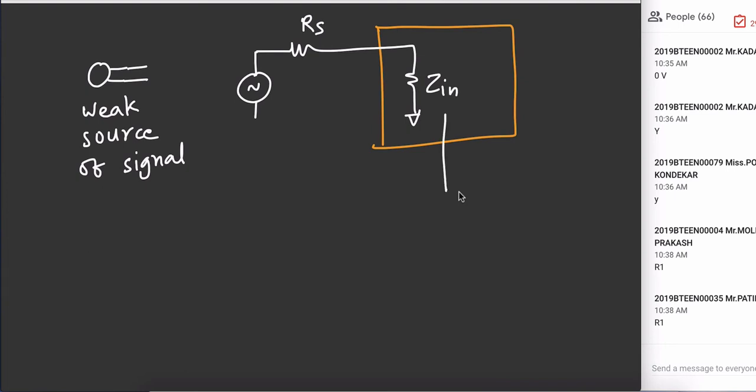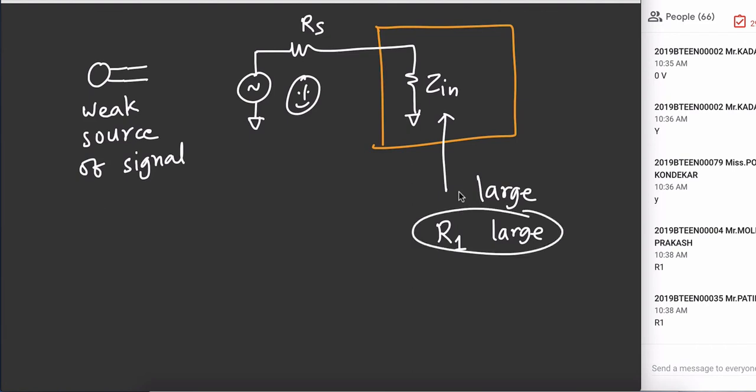Zin should be large. If Zin is large, then this fellow is happy because it need not supply current. How to make Zin large? We have to make R1 large. Everybody understood this much?